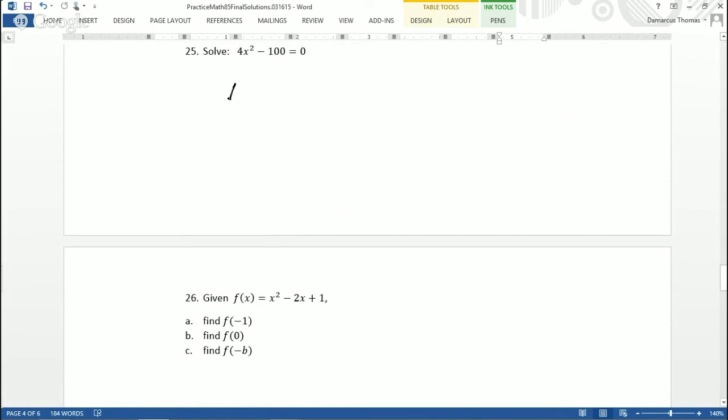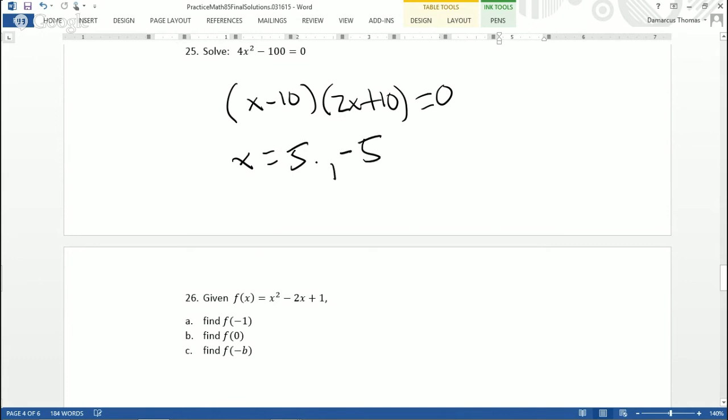Factor. It's the difference of two squares again. So two answers is positive 5 and negative 5. If you set both of them equal to 0, you'll get x is 5 and x is negative 5, the two solutions.